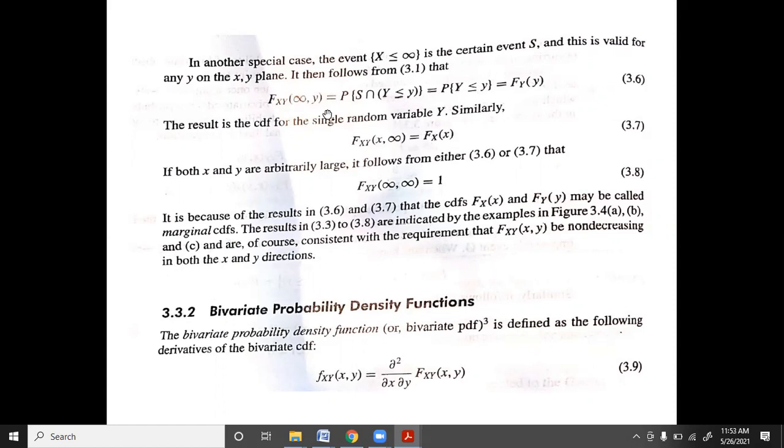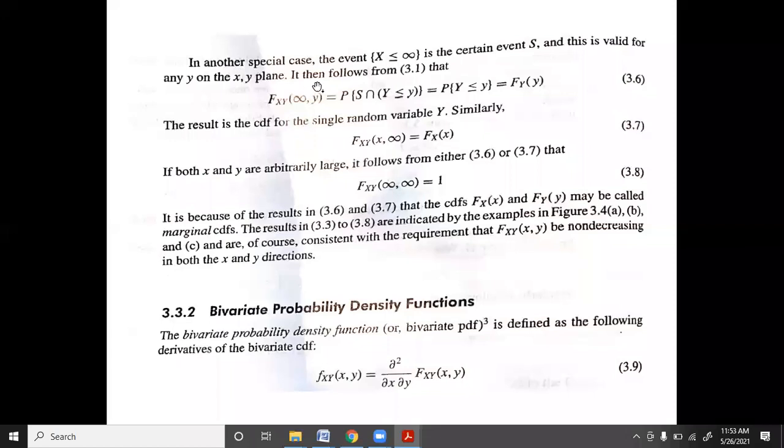Marginal CDF. If we make both of them infinity, x and y infinity, then naturally that will correspond to a definite event intersection with a definite event. That will be what you call the total probability, and that total probability is 1 itself. Okay, total probability, we know it is 1. Probability cannot go above 1. Probability should always be between 0 and 1. Okay, so impossible event, 0 probability; definite event, probability 1.